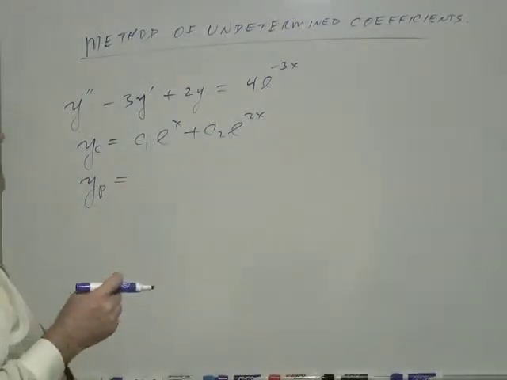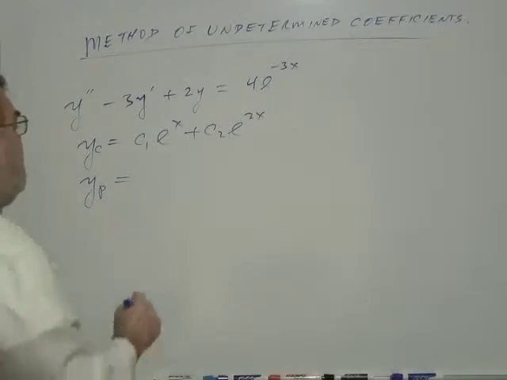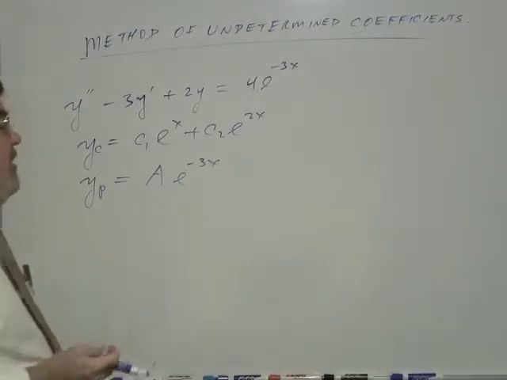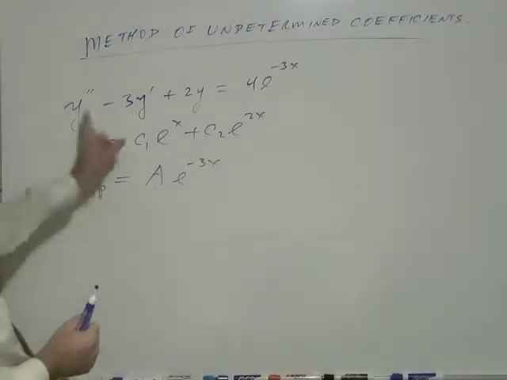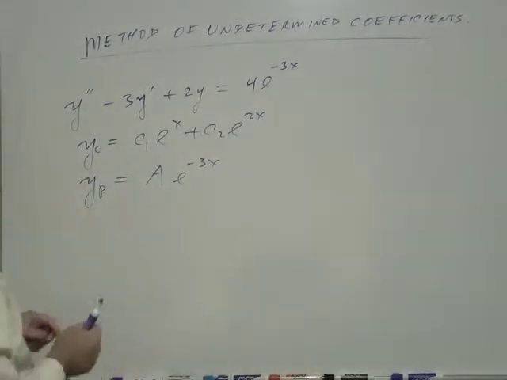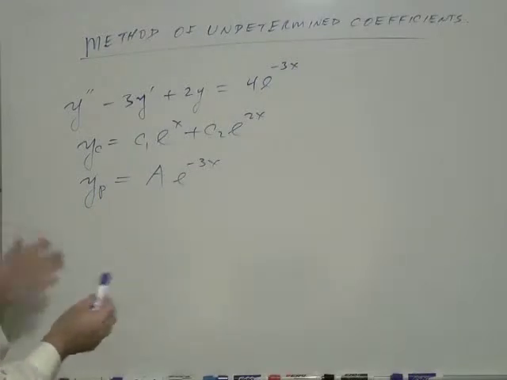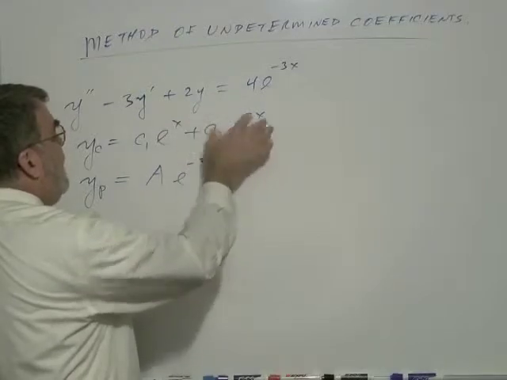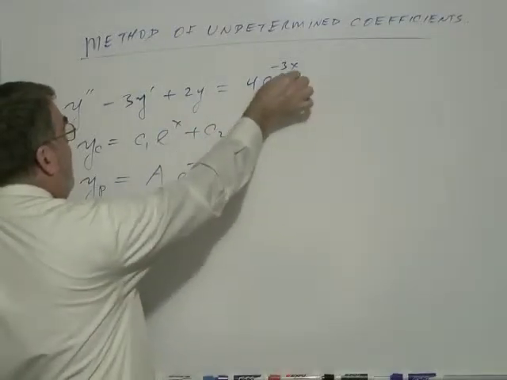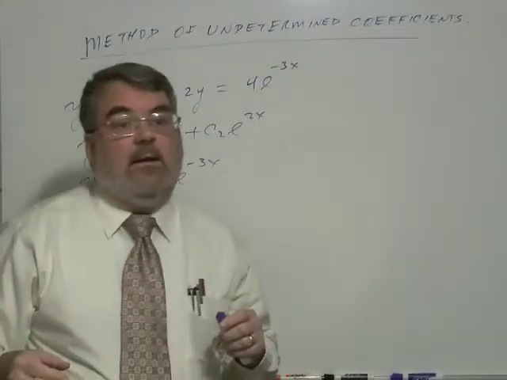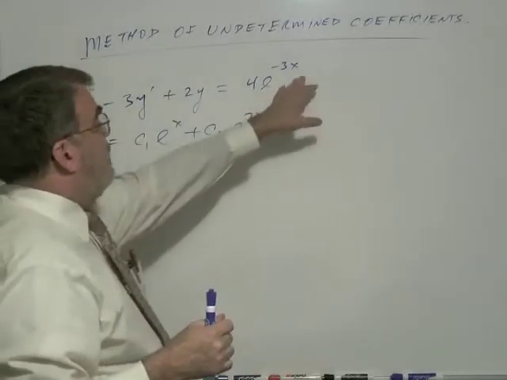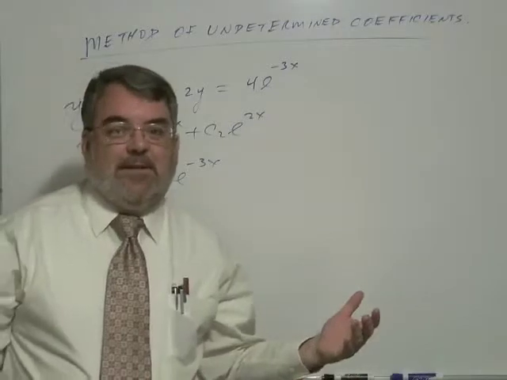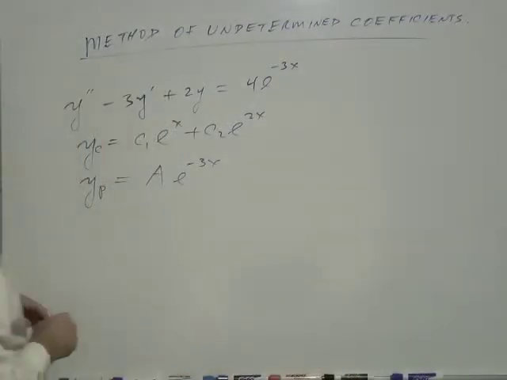Now I'm going to let my y particular be a e^(-3x). And what we're going to do is figure out what a has to be in order to fit into this equation. So where is this all coming from? Well, first of all, notice that with x and 2x, these exponents do not appear on the right hand side. And if they did, if we had an e^x or e^(2x) over here, that would make it more complicated, and we'll deal with that issue later on.